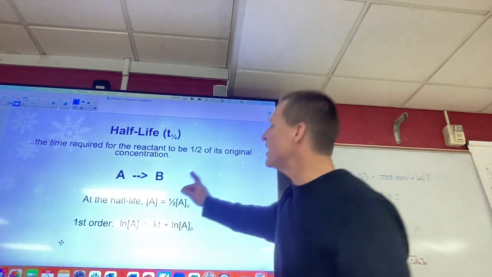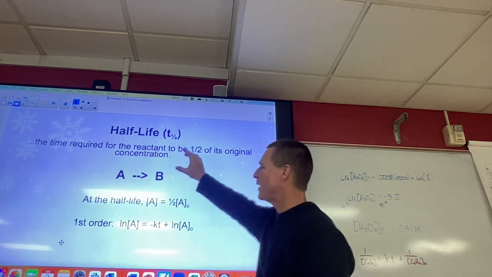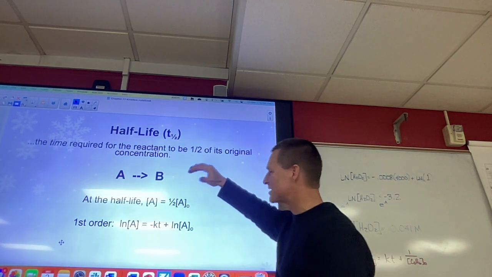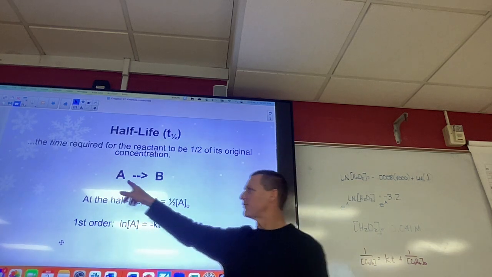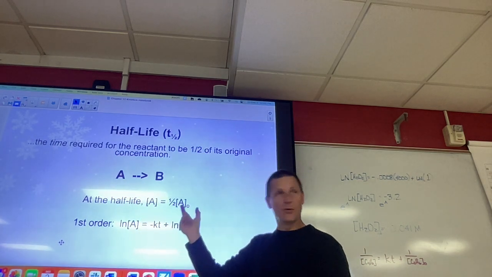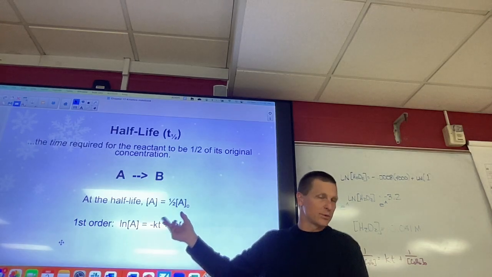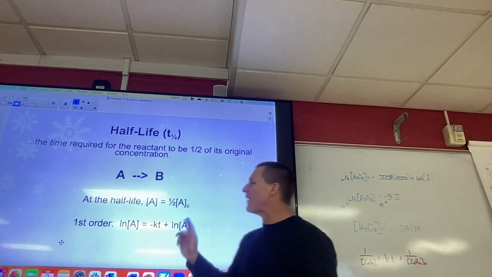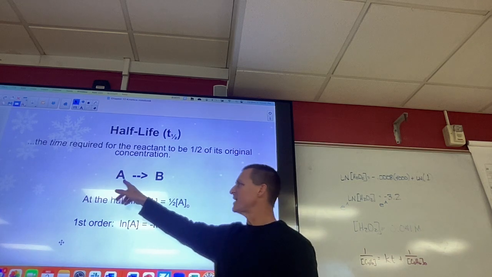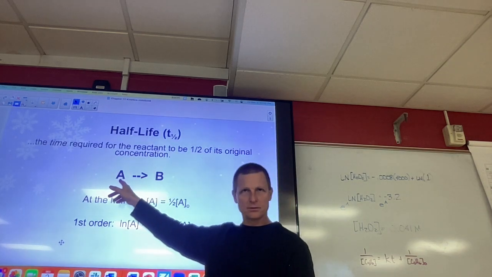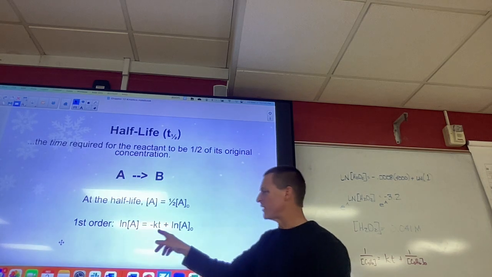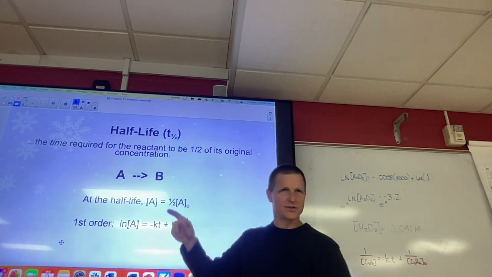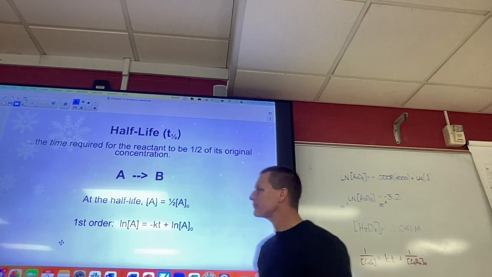Okay, so taking a look at this scenario here, we have a definition of half-life. It's how much time it takes to cut the original amount in half. So at the half-life, the concentration of the reactant is 1/2 of what it was at the beginning. That's what half-life means. So if I have a first order reaction, let's say that this reaction is first order for A. That means that the natural log of A equals negative kt plus natural log of the initial concentration. That's the first order rate law.